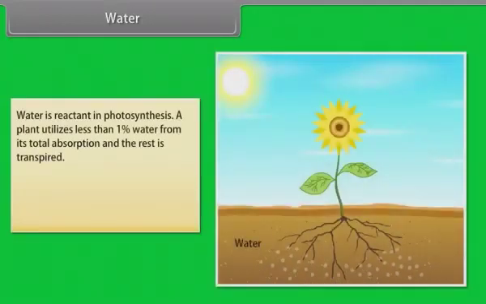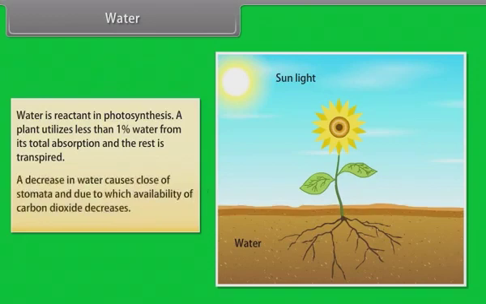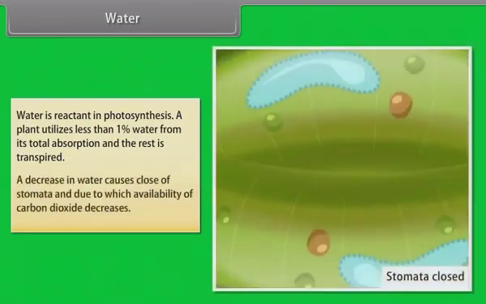Water. Water is a reactant in photosynthesis. A plant utilizes less than 1% of the water it absorbs for photosynthesis and the rest is transpired. A decrease in water causes closing of stomata, due to which the availability of carbon dioxide decreases.